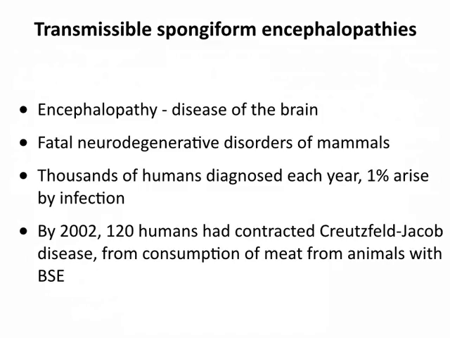Every year, there are quite a few humans diagnosed with these infections, thousands anyway, and 1% of those are caused by infection. So they're not all transmitted by infectious routes, as you will see. And BSE is a disease of cows, bovine spongiform encephalopathy. A number of humans have contracted this infection by eating the meat of these animals. You cannot destroy the protein by cooking it, so it's easy to acquire it if you eat an animal that's already infected. We'll talk about that as well.